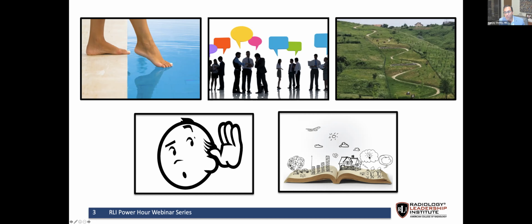Those are all the different parts of that story that you want to, along the way, be dipping your toe in the water, networking, recognizing that the path is not going to be a straight line, listening, and ultimately putting together into a cohesive story that will help you sell yourself into that next role as you're thinking about different steps in your journey.